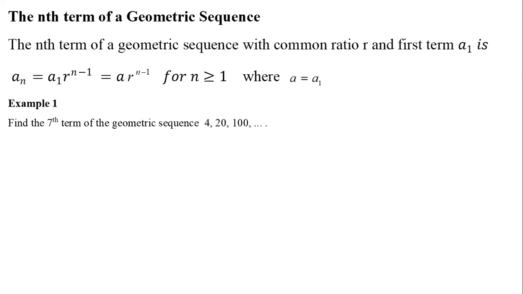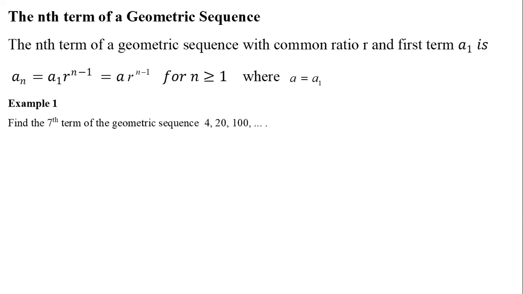Now, let's see if it is a geometric sequence. 20 divided by 4 will give me 5. Also, 100 divided by 20 will also give me 5. Then it is a geometric sequence. Now, I want to get the 7th term of the sequence. The 7th term, A7, equals 4 times the common ratio, 5, raised to power 7 minus 1. That is 4 times 5 raised to power 6.